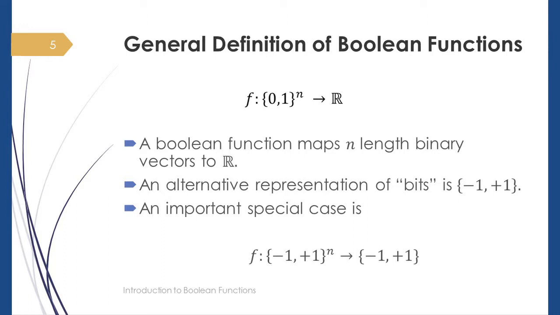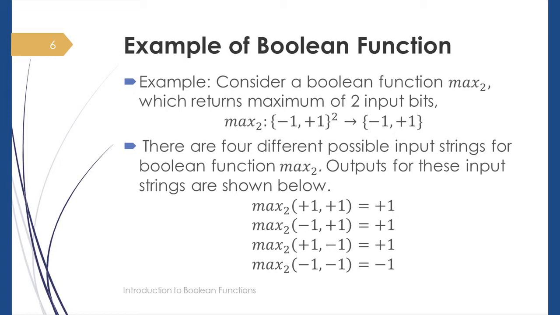So if you take this example here, a Boolean function which returns the maximum of two input values, then you have the function max 2, 2 indicating the number of inputs. Then you have inputs possibly minus 1 and plus 1. And given a pair, so when you write using our standard notation, {minus 1, plus 1} raised to the power 2, that means these are two bit values. They map again into {minus 1, plus 1}. So let's look at all four possible inputs to the max 2 function. So you have max 2 with possible input values (plus 1, plus 1), (minus 1, plus 1), (plus 1, minus 1), and (minus 1, minus 1). So that returns values plus 1, plus 1, plus 1, and minus 1, which is obvious, as that's the maximum.